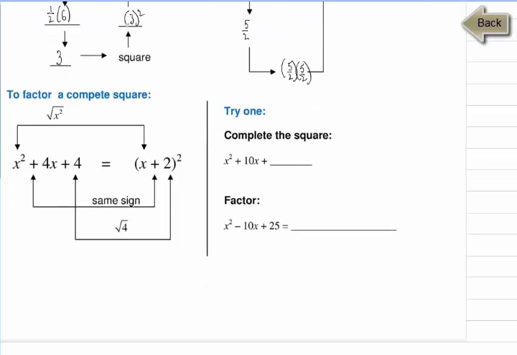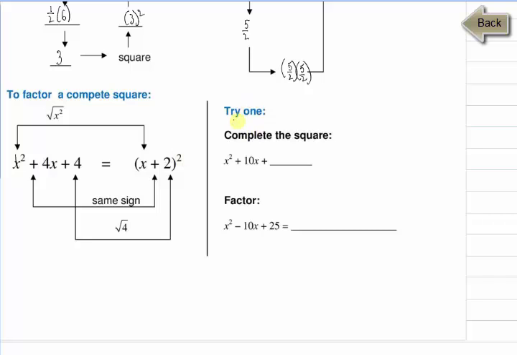We also need to know how to factor a complete square. The way to do that is you take your first term and you square root it. So we square root the x squared term. That gives us x. We keep this sign the same. And we take the third term, which is 4, and we square root the 4, and that gives us 2. Put your x plus 2 inside a bracket and a square on the outside.